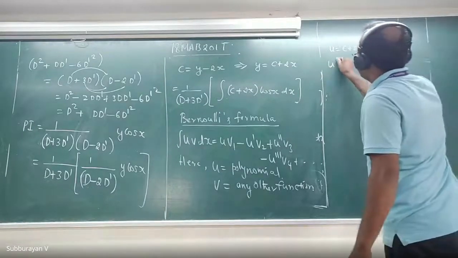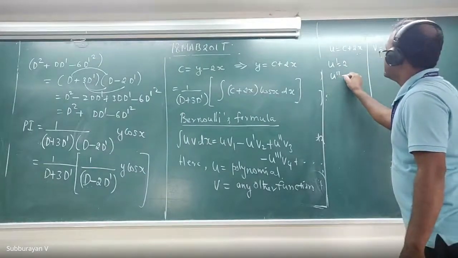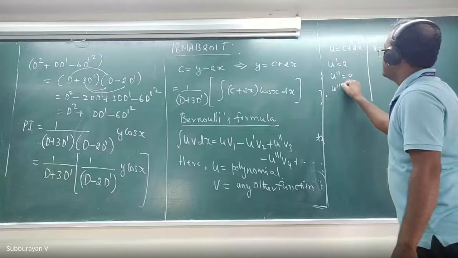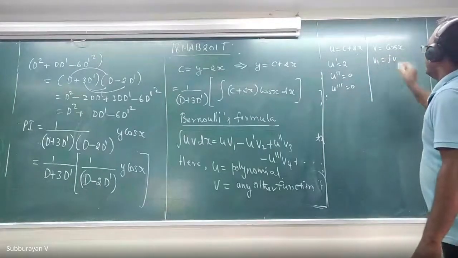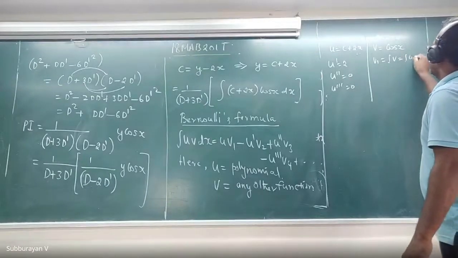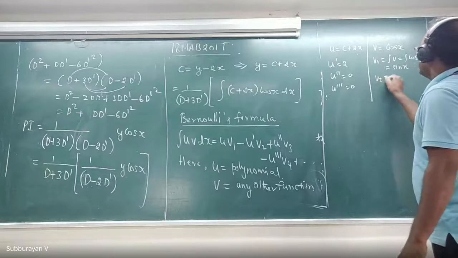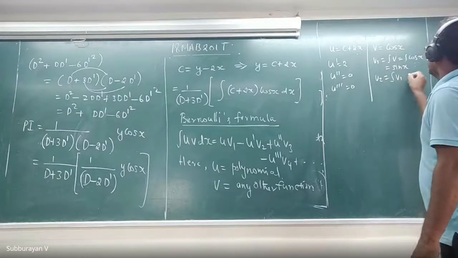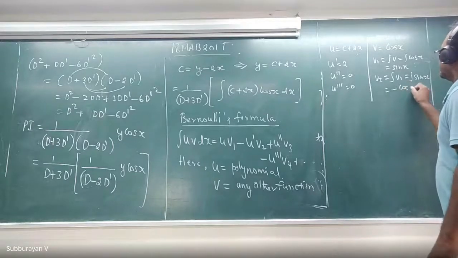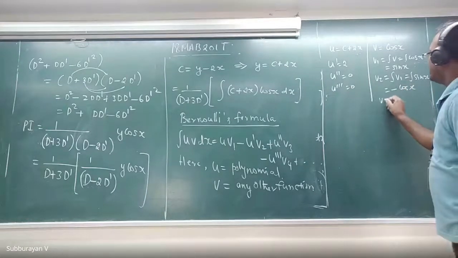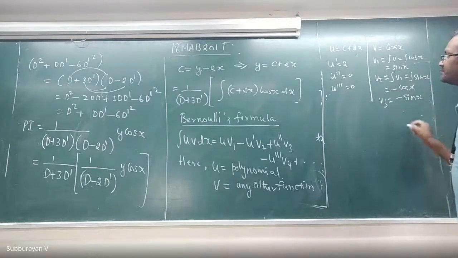Now u dash, that is the first derivative, is only 2. U double dash is equal to 0. U triple dash is equal to 0. And then v1 is nothing but integral v, therefore integral cos x, that is sin x. And v2 is integral v1, therefore integral sin x, so that is minus cos x, and v3 is minus sin x, and so on.